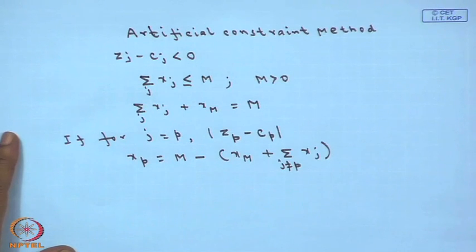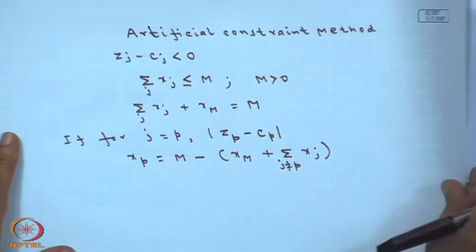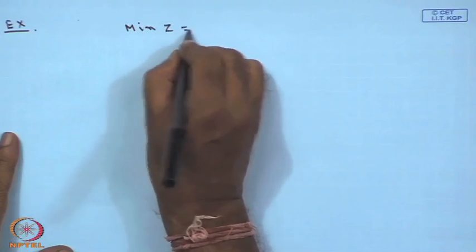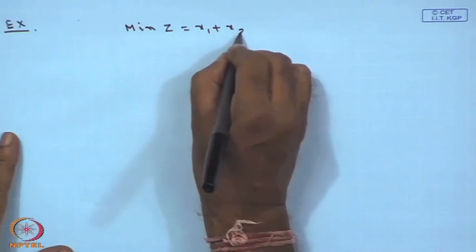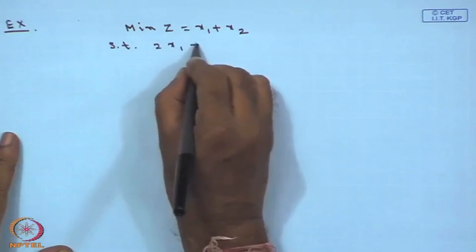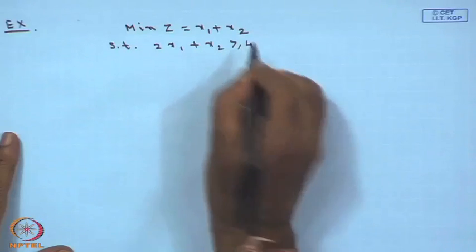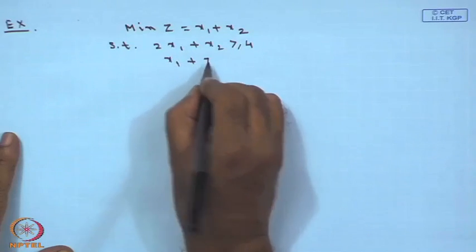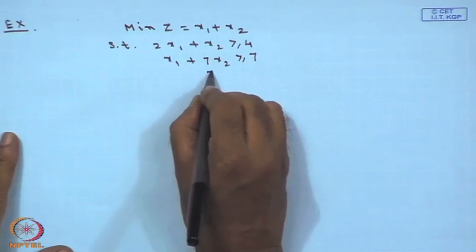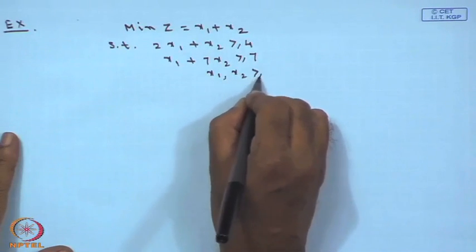I am not telling you the theory behind this. So, now let us see how it works, because we will just go through 2 examples, not more on this. The first example, say: minimize z equals x1 plus x2 subject to 2x1 plus x2 greater than or equal to 4 and x1 plus 7x2 greater than or equal to 7, x1, x2 greater than or equal to 0.